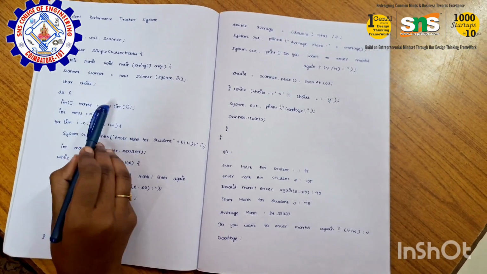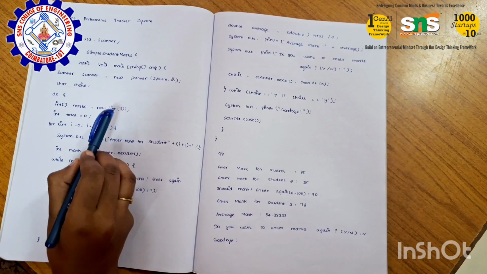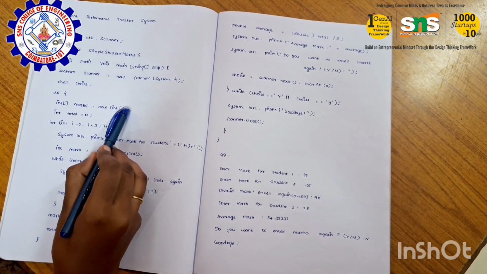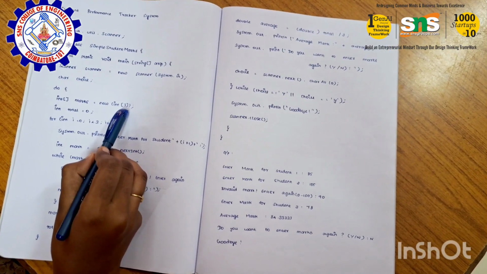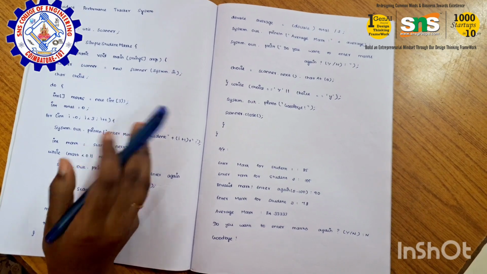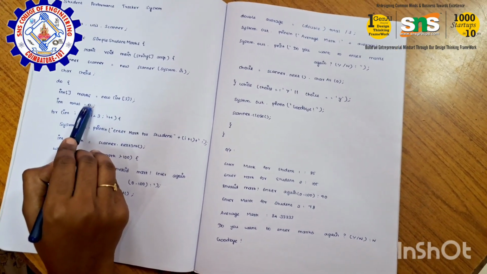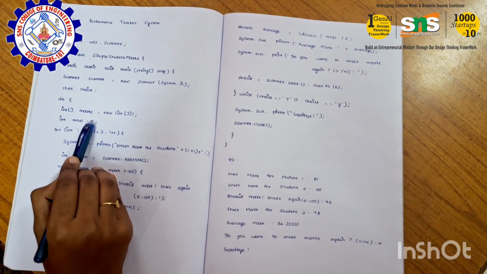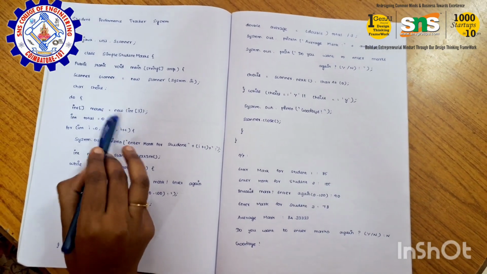So int[] marks = new int[3]. This creates an integer array marks of size 3. It holds marks for 3 students. Example, marks[0], marks[1] and marks[2]. int total = 0. This variable stores the sum of all marks entered to later calculate the average.